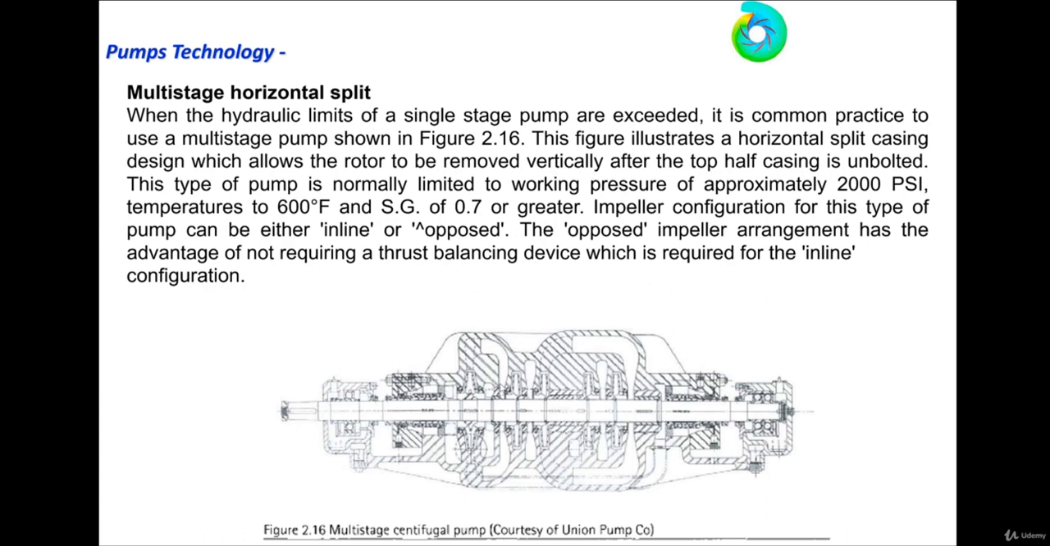There is another aspect of this pump you have to take note of. When you use this pump, we usually ask the vendor to manufacture the pump with the suction and discharge nozzles in the bottom half of the pump. Why? Because it's easy, so as not to disturb the suction and discharge piping while you do maintenance on the pump, unbolt the upper half and remove the rotor. So no need to disturb the suction and discharge piping.